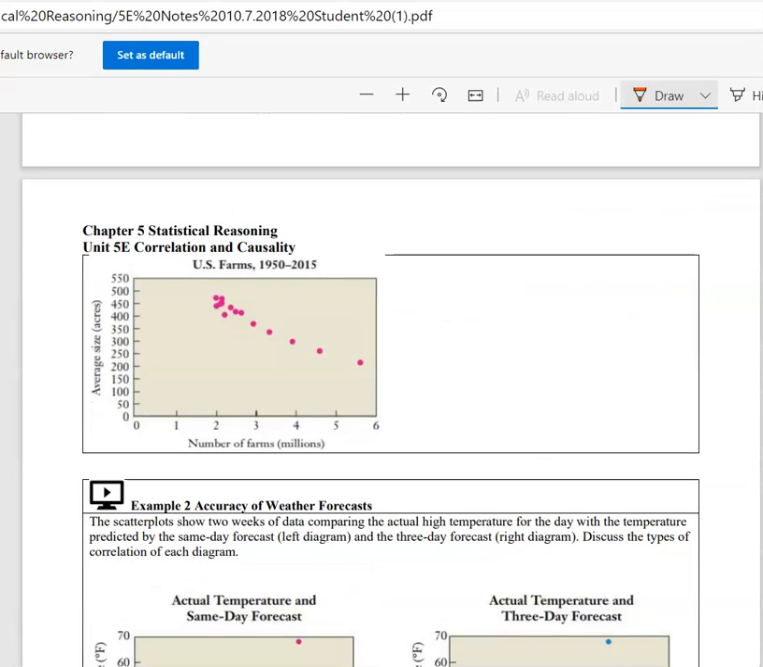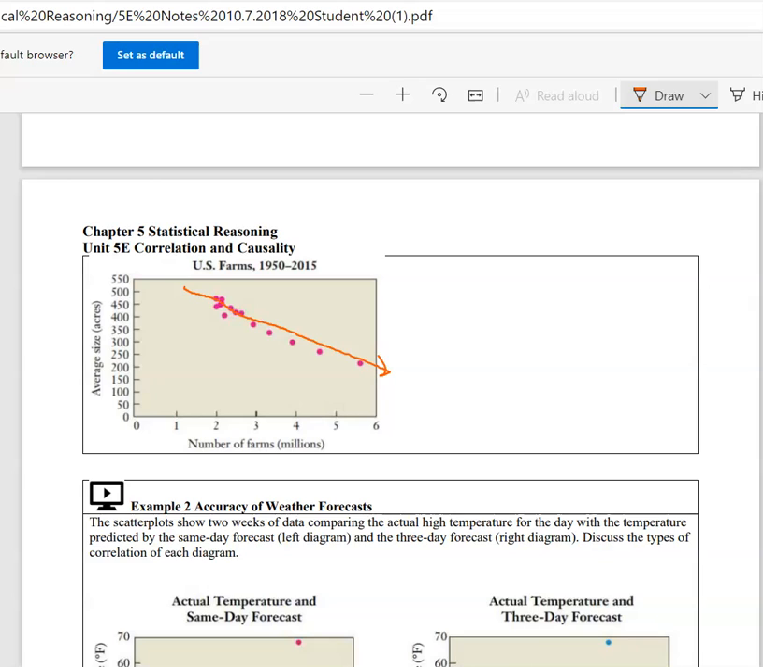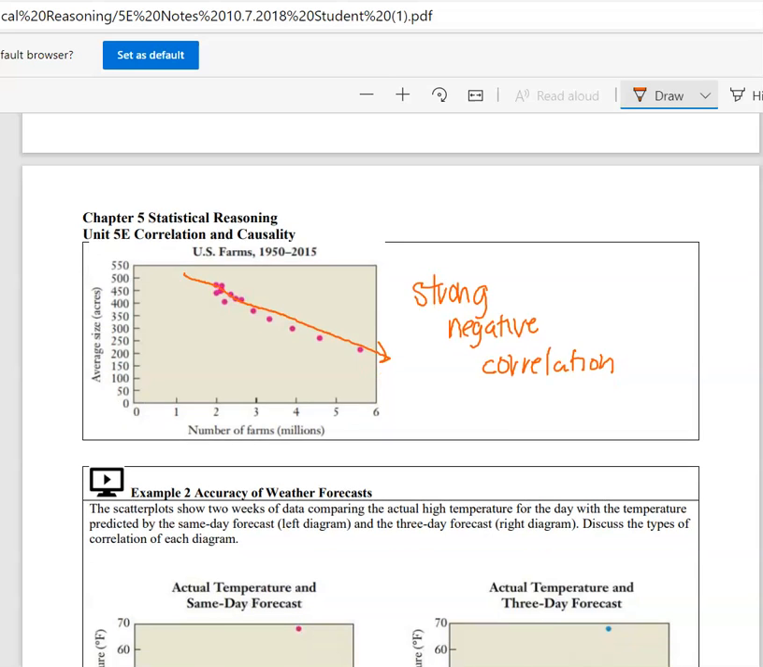Okay, this one definitely is a very strong negative correlation because the dots are all there together. So strong negative correlation.